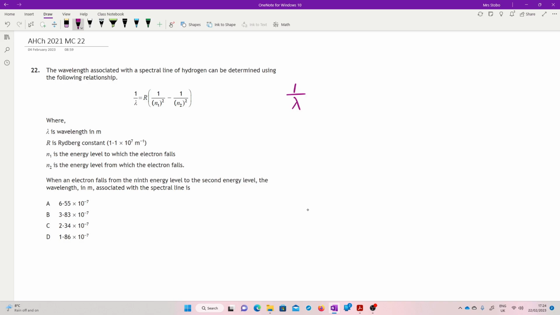So it's 1 over lambda. We've got R. In fact, I'm just going to substitute it in as we go. So R is 1.1 times 10 to the 7, from here. And then we've just got to be really careful with our brackets. N1 is the energy level to which it falls, and it says it falls from the 9th to the 2nd. So I'm going to do 1 over 2 squared, minus 1 over, it fell from the 9th, so 9 squared.